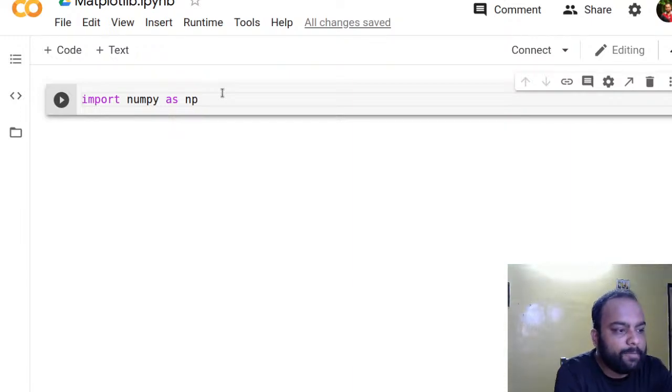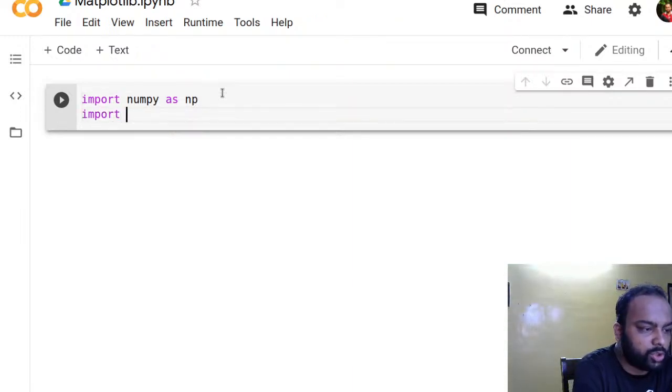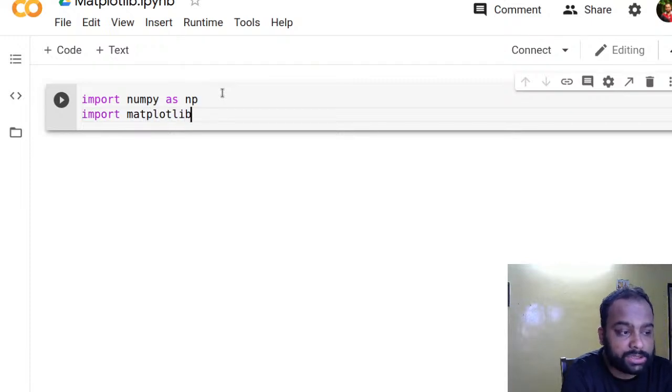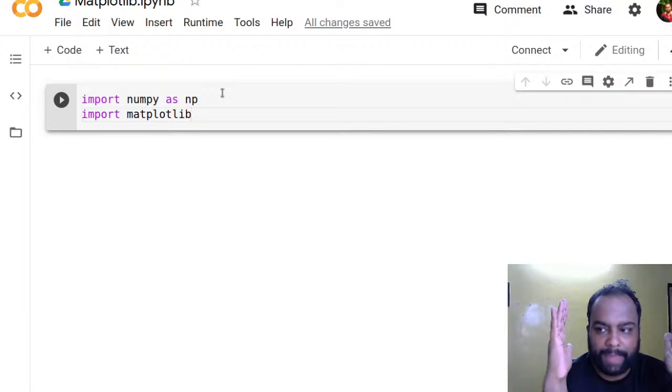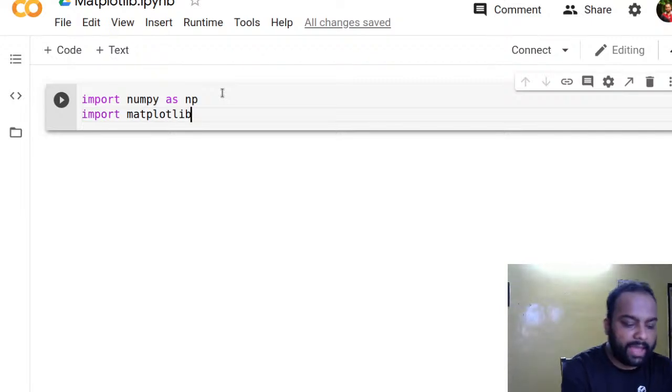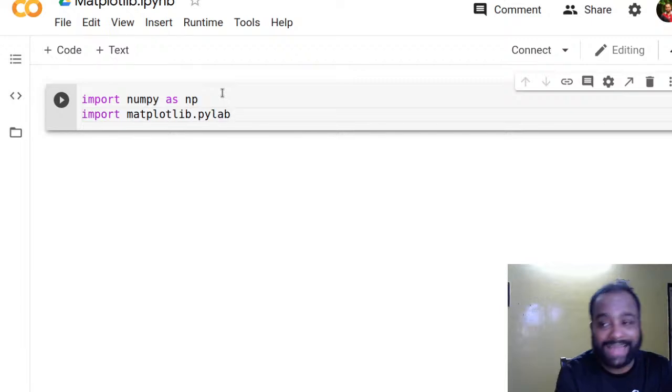All right, so we have imported NumPy. Then we have to also import Matplotlib, and you have probably seen this kind of import. We are not directly importing Matplotlib. Inside Matplotlib is the whole package, and from Matplotlib we are importing the PyLab module. The name PyLab is reminiscent of the fact that Matplotlib was created as a replacement for the plotting libraries in MATLAB. So PyLab is pretty much like MATLAB for Python.